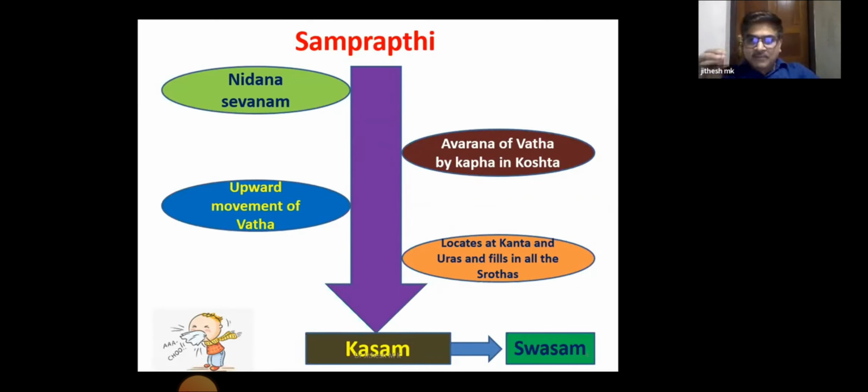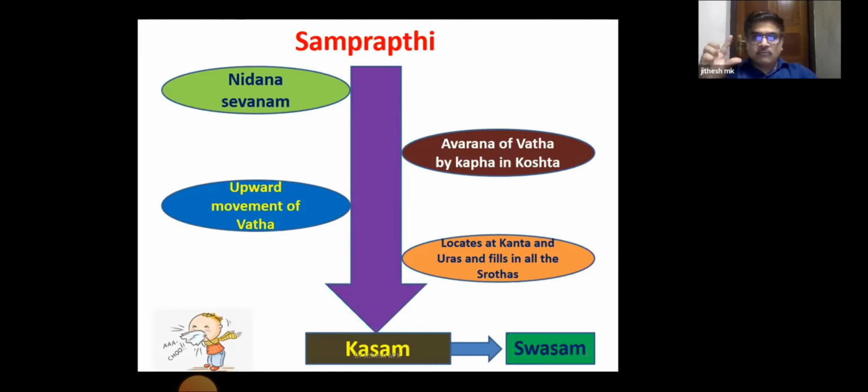So here the apana vata is getting blocked with some other factors, which we will see. With that, the natural flow, the natural movement of apana vata is being reversed, and udana rupamapanna. This apana vata gets the properties as well as the rupa, the symptoms, the lakshanas like udana vata, and then the disease manifests.